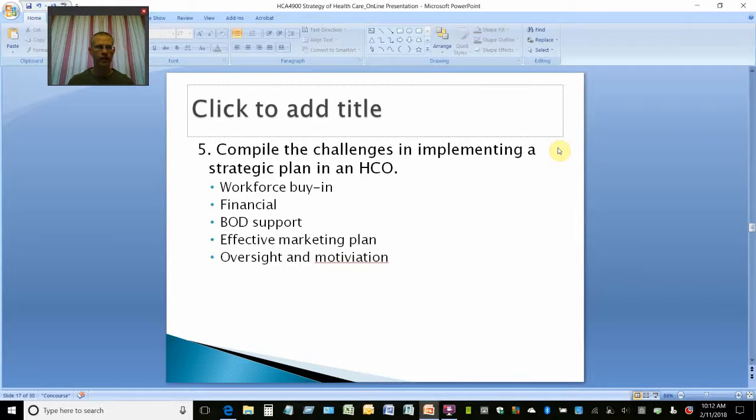And compile the challenges in implementing a strategic plan. Workforce buy-in is the biggest one. Again, we're customer service based. We're providing clinical care. Without the workforce buying in, it will not be successful. The financial impact, the board of directors' support, effective marketing plan, and oversight and motivation are all key.